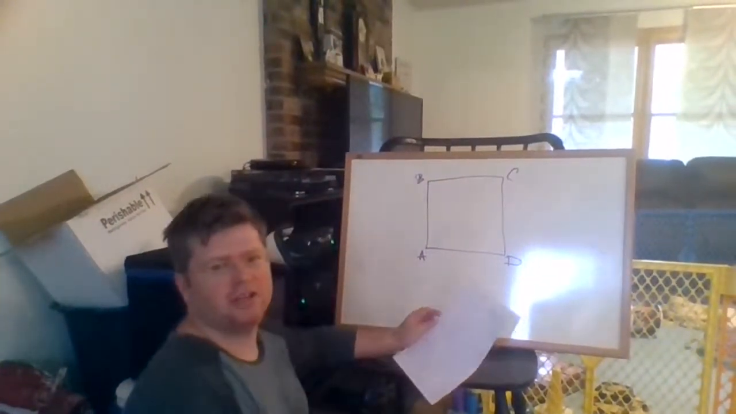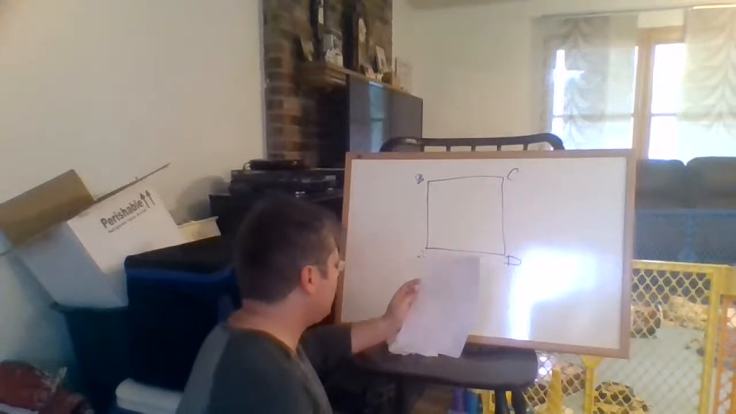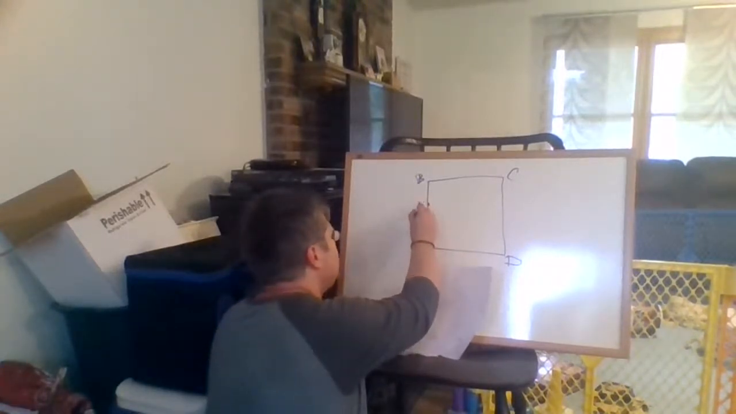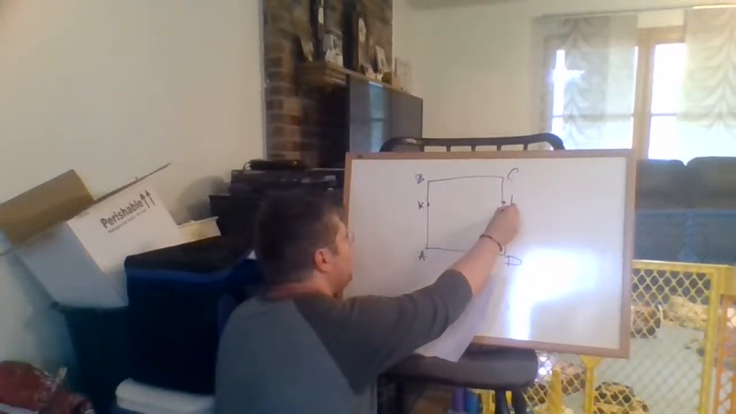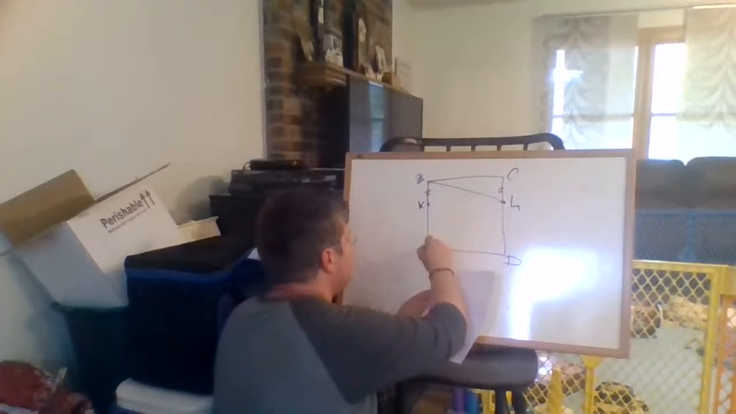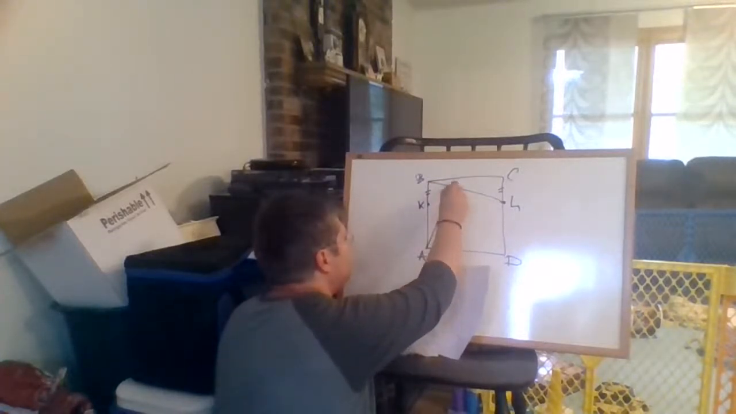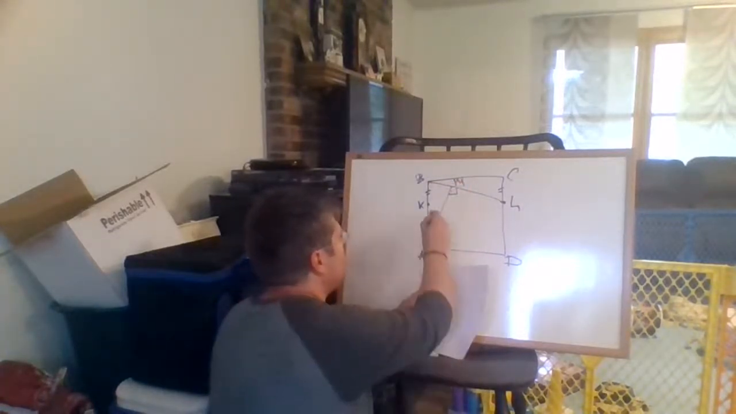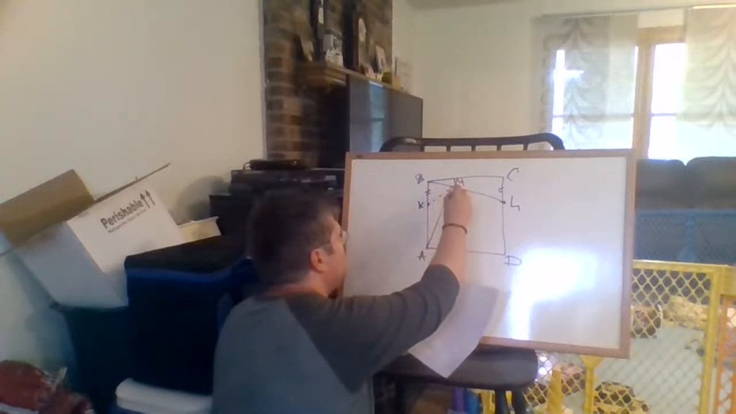Okay, so we have square ABCD, and we are told that there are points K and L on those sides, so that those two segments are equal. And then we draw BL, and we drop a perpendicular AM onto it. And we are asked to find this angle, KMD.